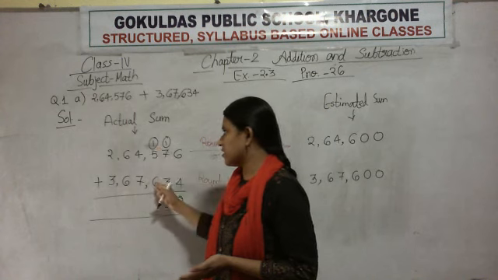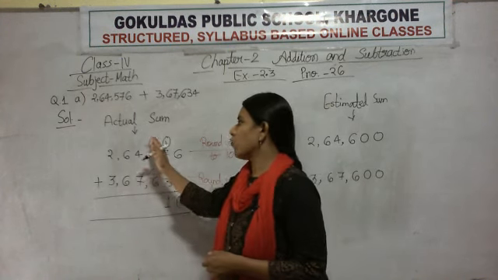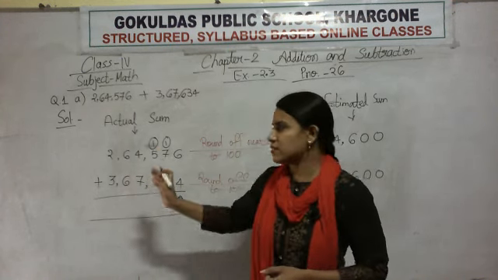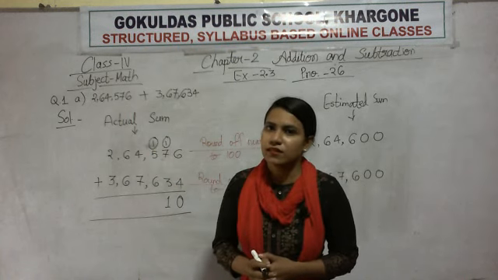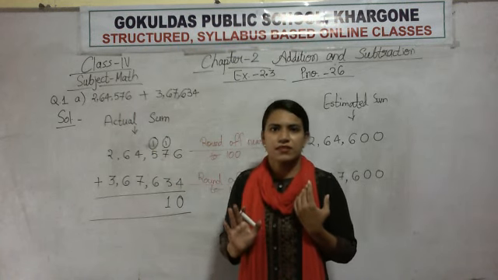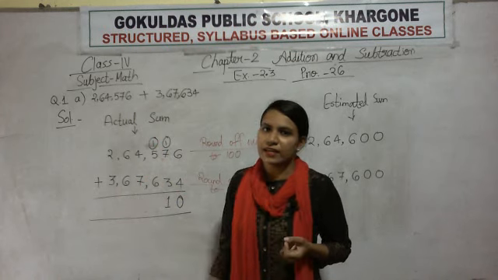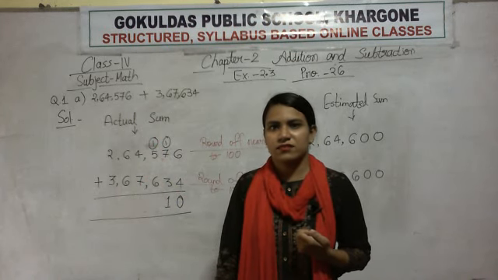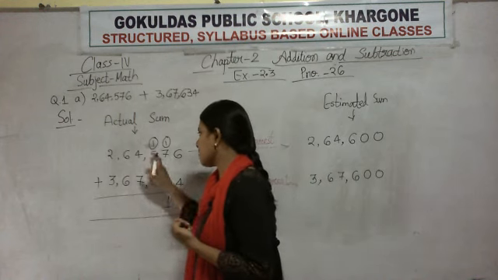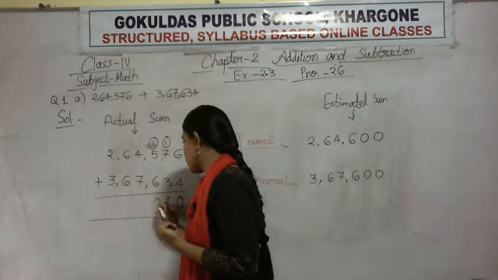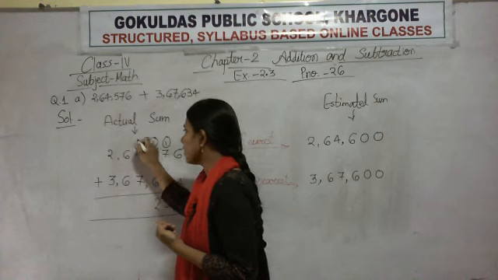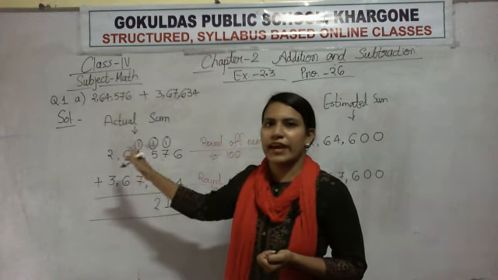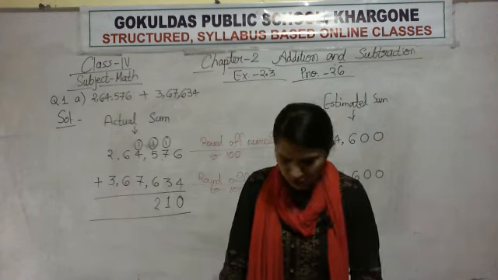Now add the digits in the hundreds column. 1 plus 5 plus 6. 1 plus 5 is 6. And 6 plus 6 is, give me the answer fast, 6 plus 6, right, 12. So you will write 2 here and 1 is carried over to the next column.